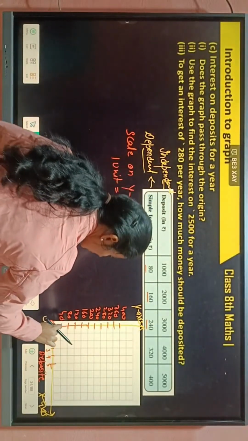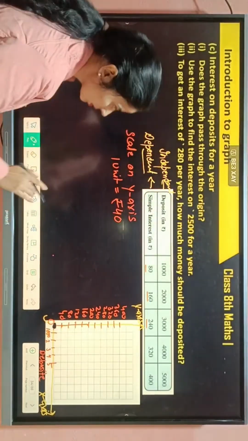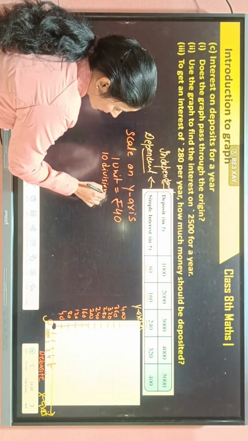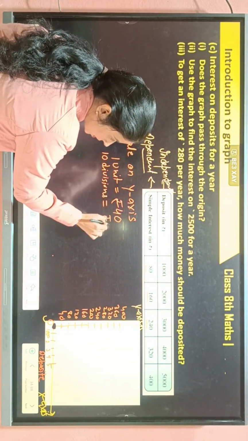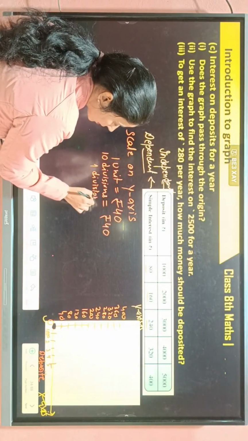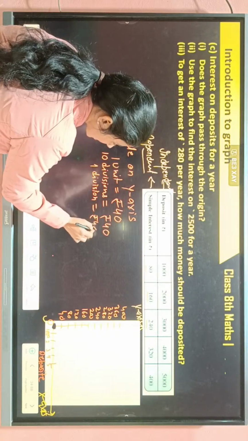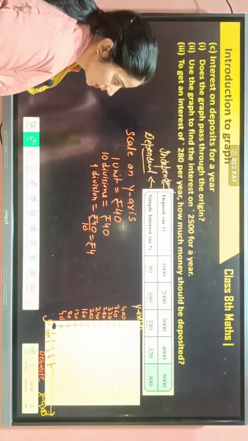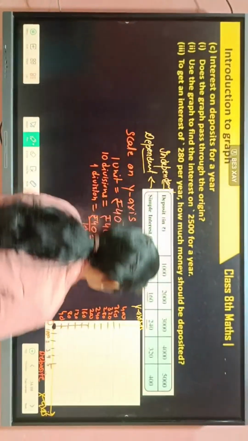And this 1 unit contains 10 divisions in between. So 10 divisions will be equal to rupees 40, and 1 division will be equal to rupees 40 by 10. That represents rupees 4. Now let us plot this graph.